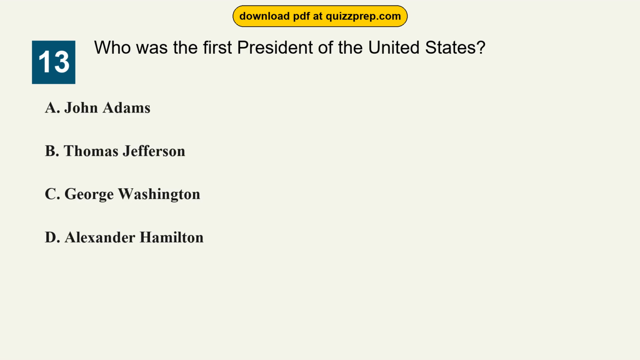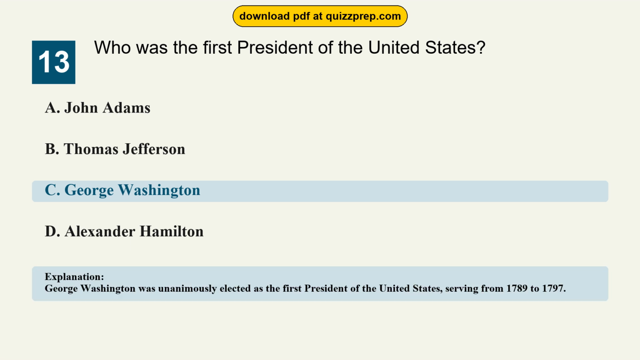Who was the first President of the United States? Option A, John Adams. Option B, Thomas Jefferson. Option C, George Washington. Option D, Alexander Hamilton. The correct answer is option C, George Washington. George Washington was unanimously elected as the first President of the United States, serving from 1789 to 1797.